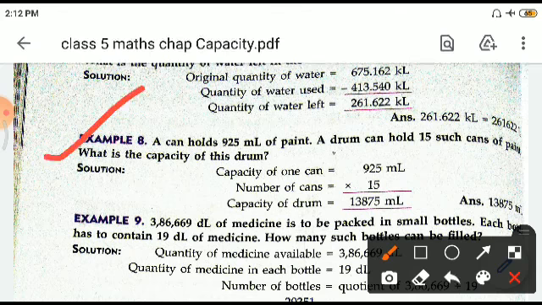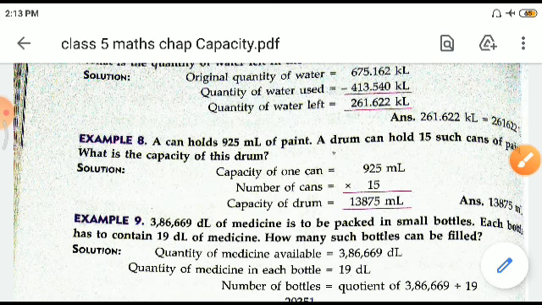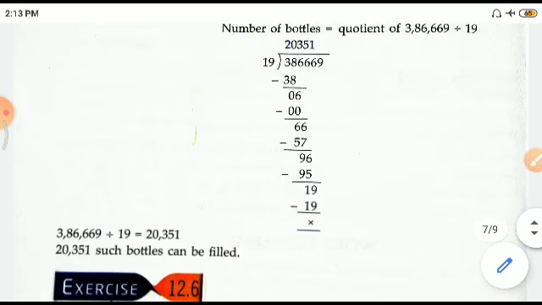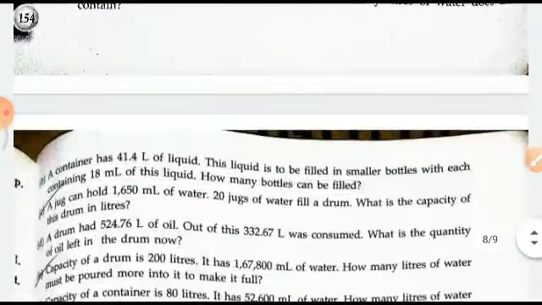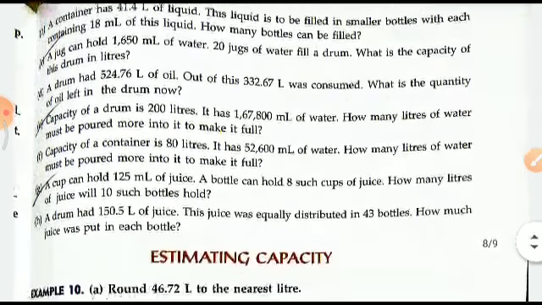A can holds 925 ml of paint. A drum can hold 15 such cans. Now 15 such cans. So what is the capacity of this drum? Single can 925 ml, and there are 15 such, so we will multiply it by 15 to get 13875 ml, right? So this is how these word problems are basically solved. There are some word problems given here also. Just go through them and you will find them very simple. Try to understand what actually needs to be done.